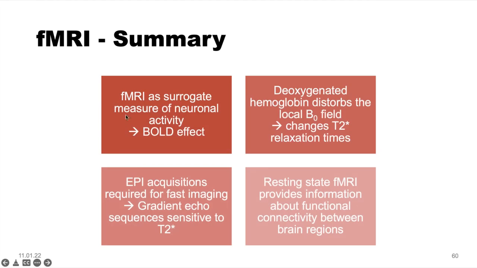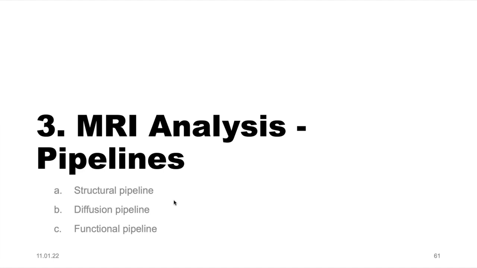scanner. So echo planar imaging acquisitions are required for this kind of fast imaging with fast repetition time, and so-called gradient echo sequences are really sensitive to this T2 star contrast. I hope you remember some of those terms from last week. Then we have resting state fMRI, which provides information about the functional connectivity between certain brain regions. Okay, that's for the introduction, for the modalities.